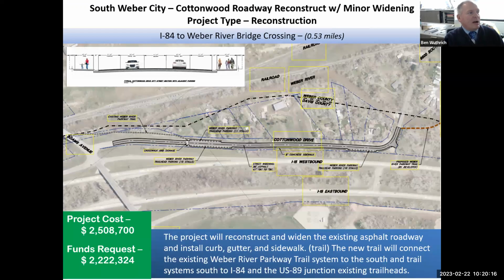Next project is a project in South Weber. This is on the Cottonwood Roadway project. This is for reconstruction with minor widening between I-84 to the Weber River Bridge crossing, about a half a mile in length. This will also add active transportation, one of the phases to the South Weber Trail there. Estimated project cost is 2.5 plus million. Funds being requested is 2.2 plus million.